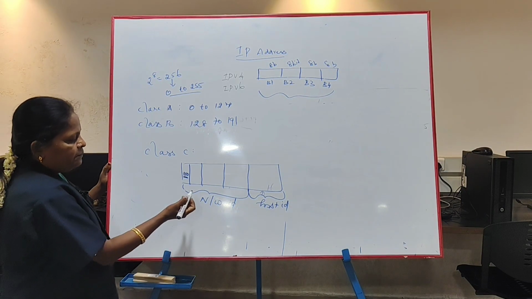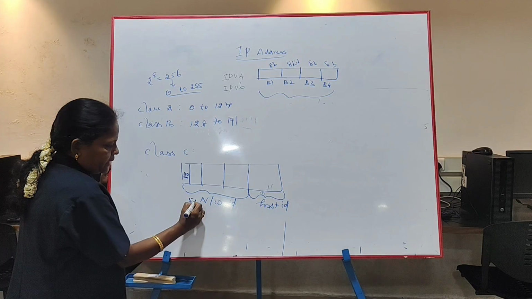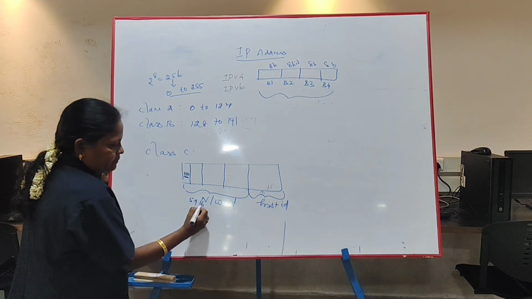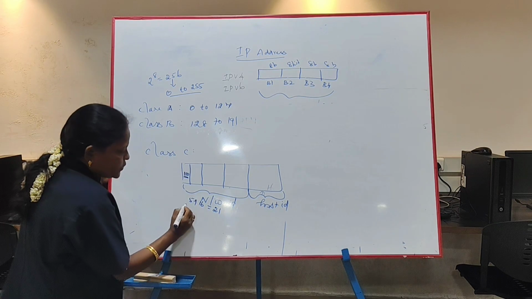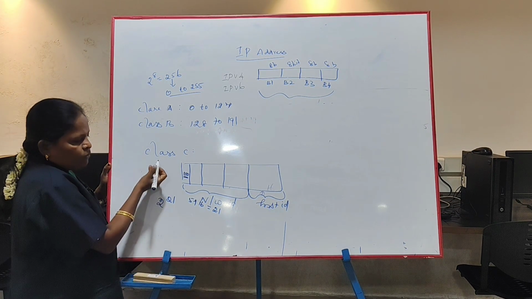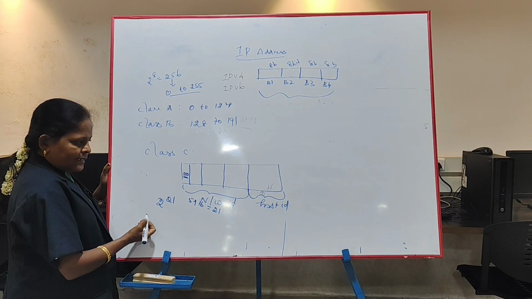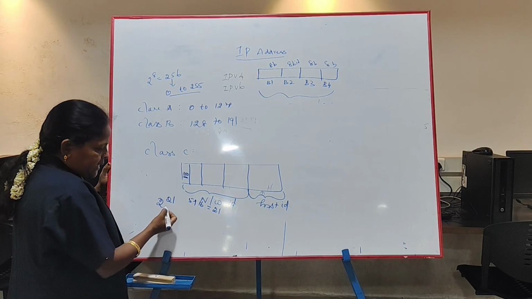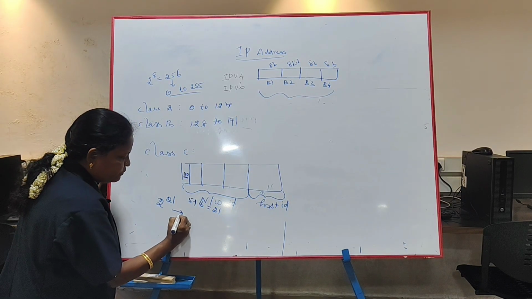The remaining bits are 5 in the first byte plus 8 plus 8, which is 21. Totally 21. So 2 to the power 21 networks we can construct while using class C. For each network, how many hosts can we maximally connect?